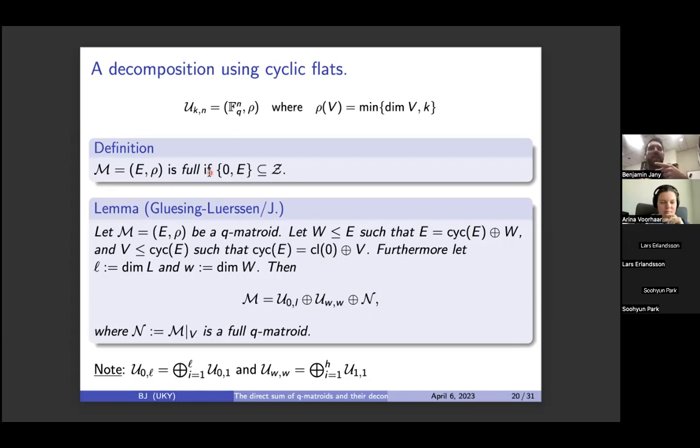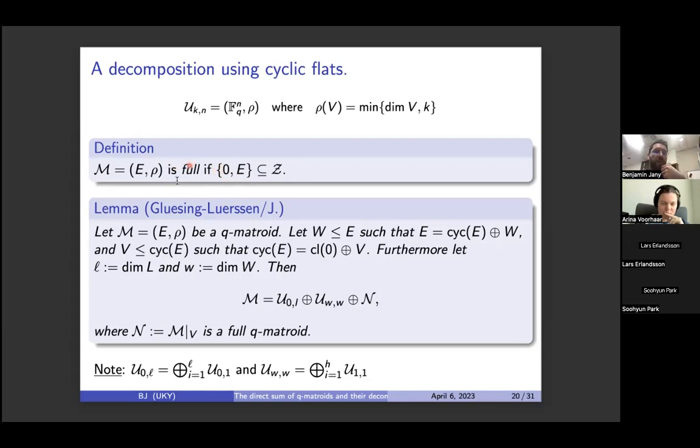One tricky part is that this notion of co-loops is not well defined for q-matroids, because there's not a unique way to take duality. There's not a unique way to define duality. And so this notion of dual loops, co-loops, really depends on the choice of what you use to define duality. So that's why instead of co-loops, we use this notion of full, okay?